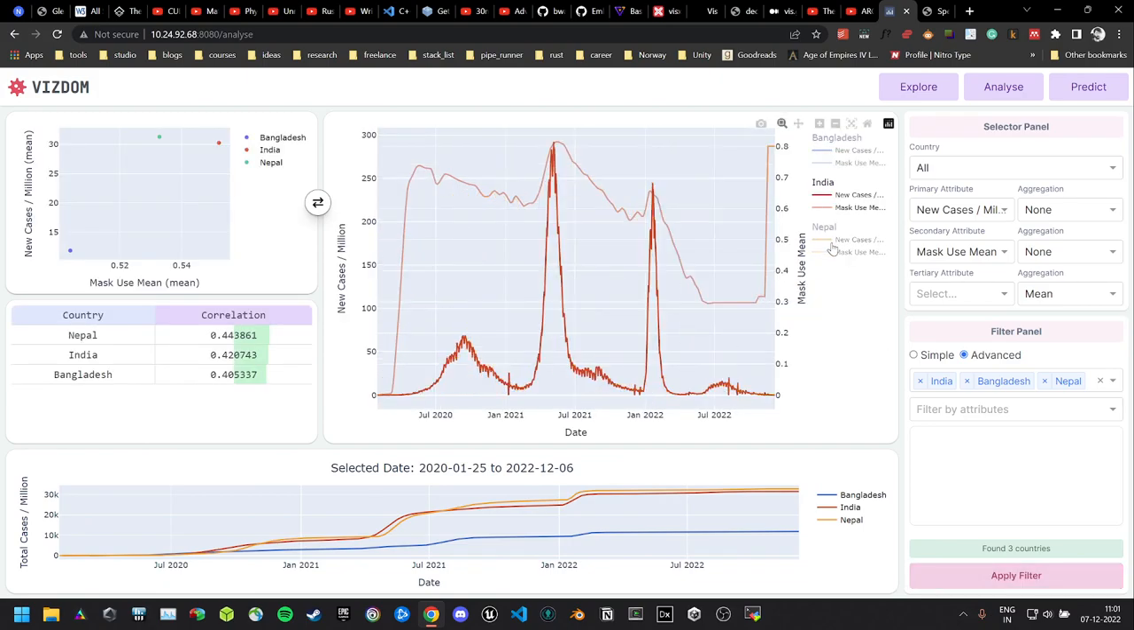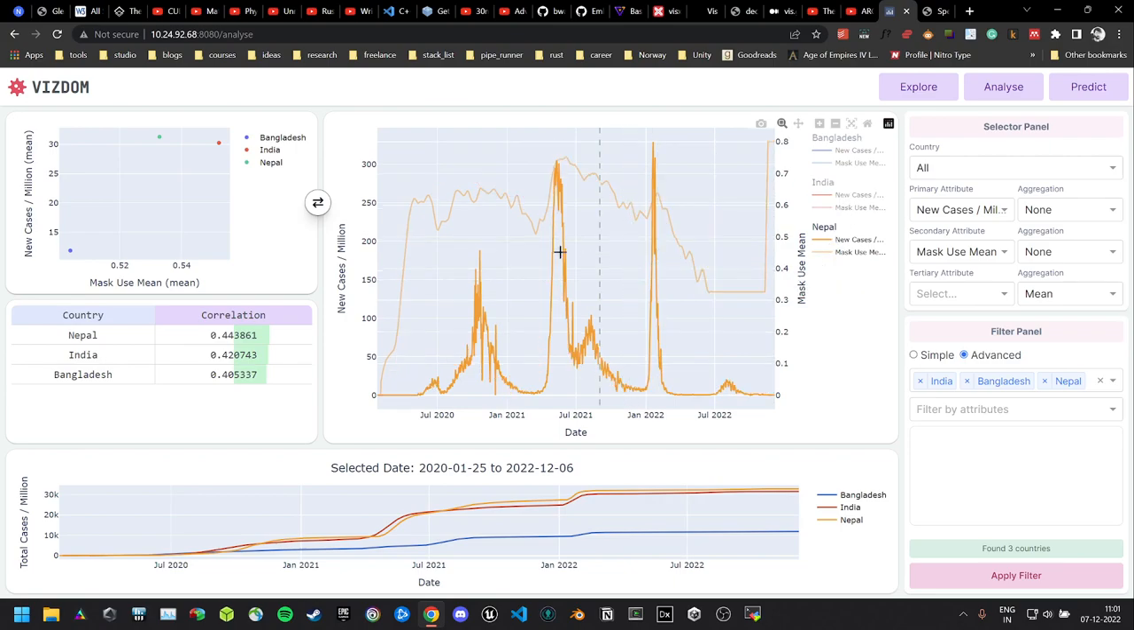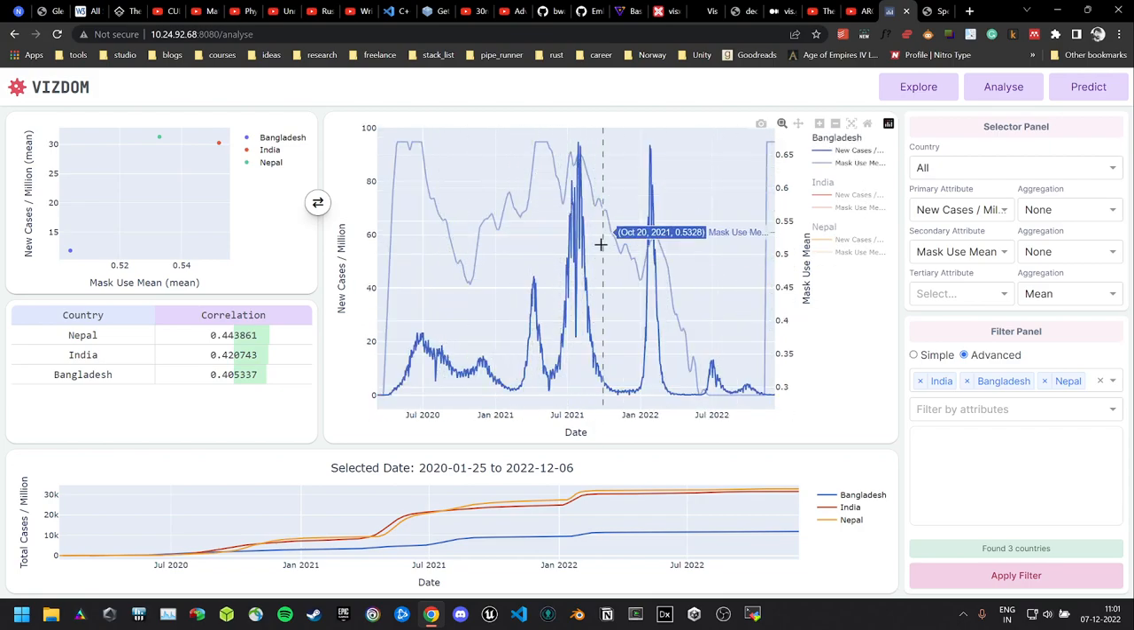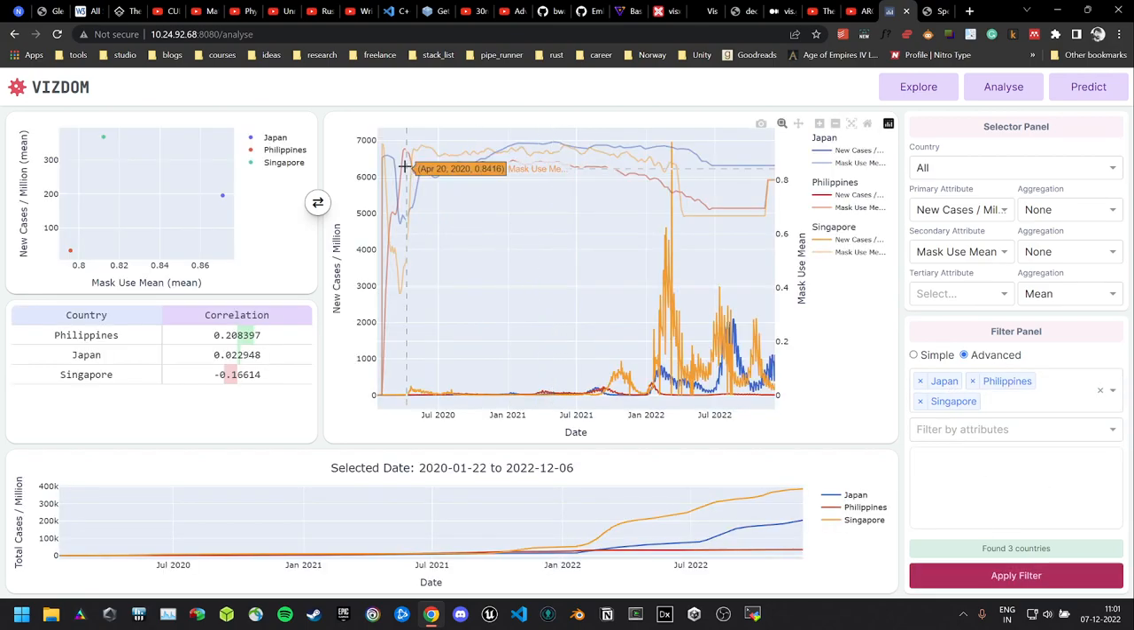Now, if I look at India and Nepal, it seems like Nepal has also got this reactive approach to wearing masks, and Bangladesh has also got a reactive approach to wearing masks. Comparing this to the countries that we want to take inspiration from, Philippines and Singapore, you'll notice that all of them have similar trends in wearing masks, basically. So they start right from the beginning and keep wearing masks as long as the cases are there. Doesn't matter whether cases go down, they keep wearing it.